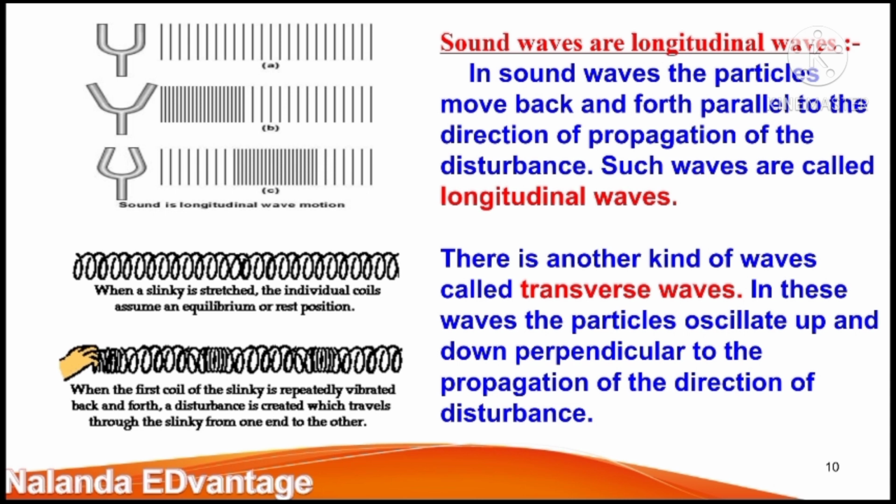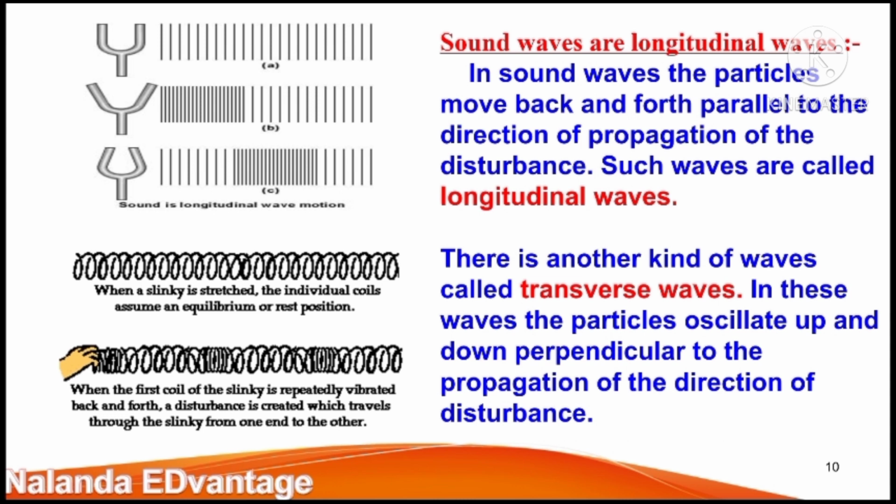On the basis of the characteristics that we have discussed so far, we can divide these waves into two: longitudinal waves and transverse waves. Sound waves are longitudinal waves. That means the particles of the sound wave move back and forth parallel to the direction of propagation of the disturbance. Such waves are known as longitudinal waves.